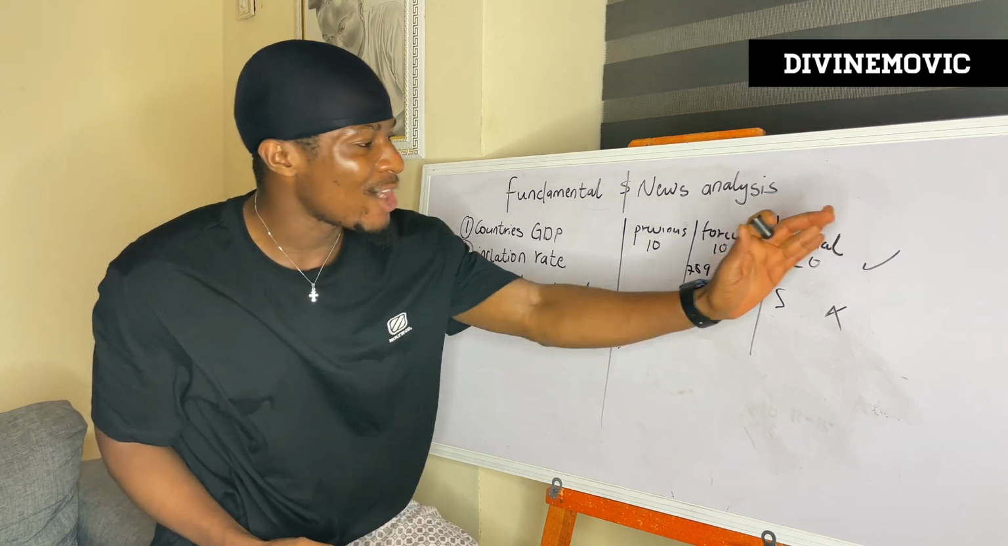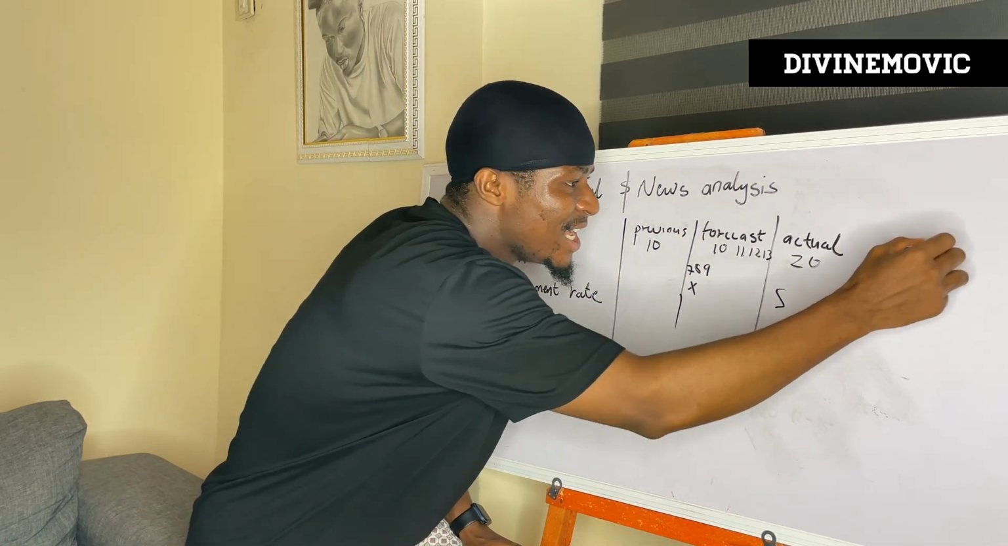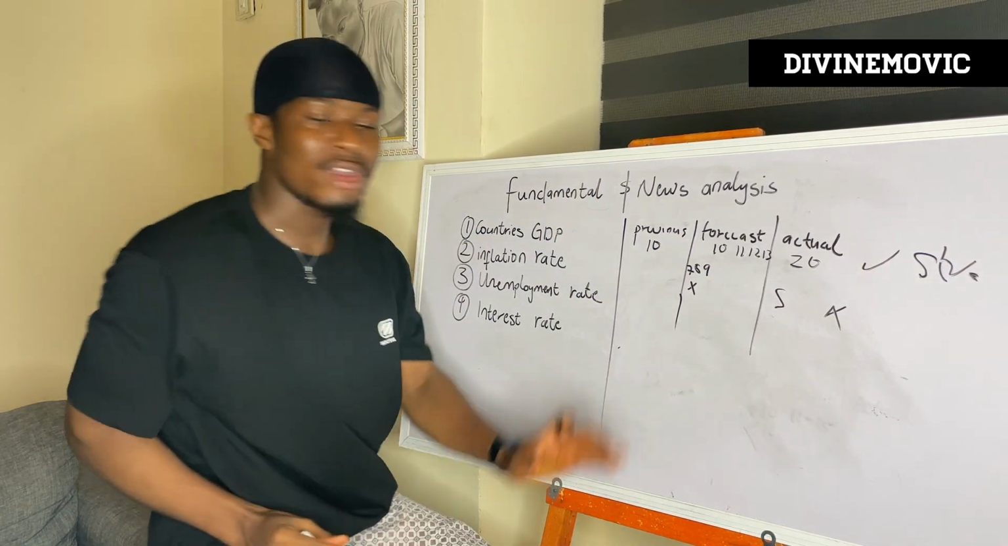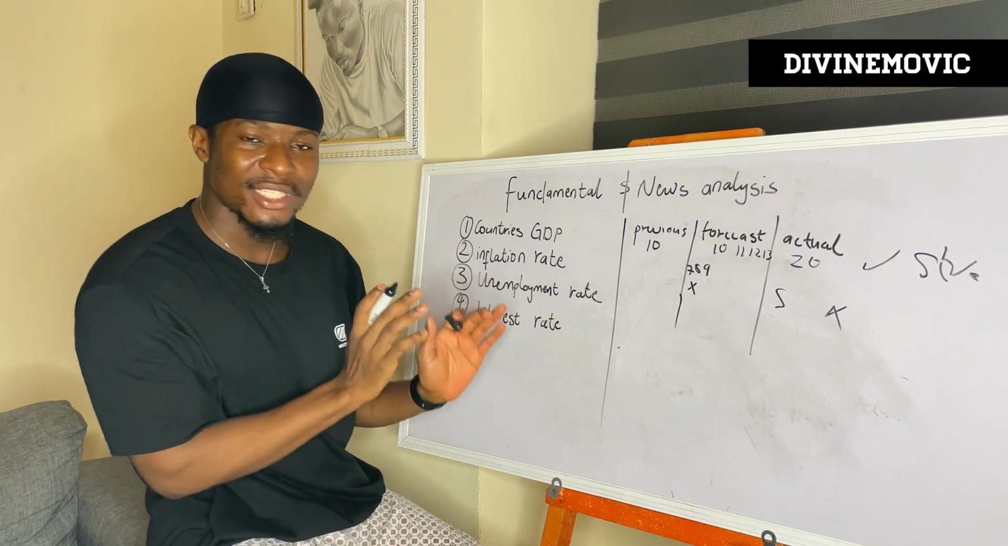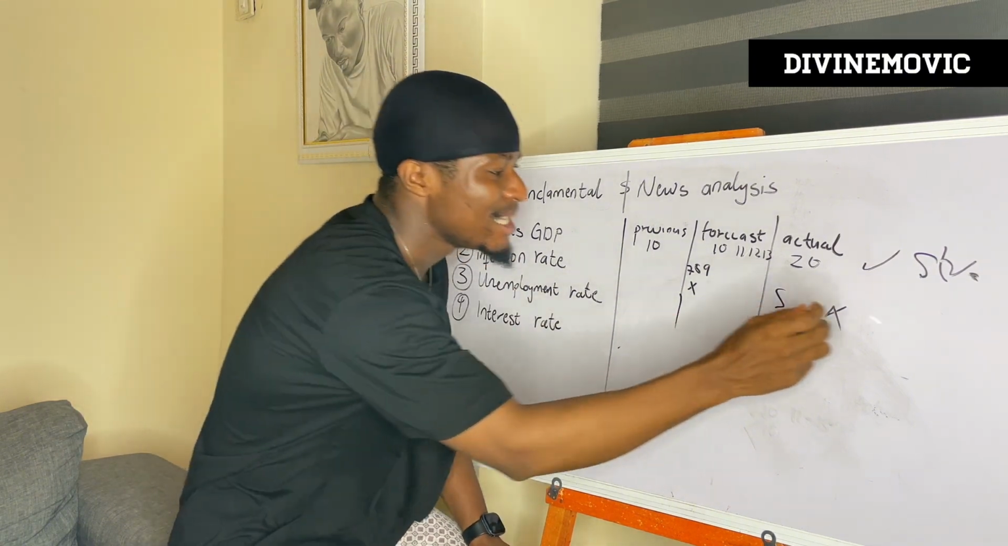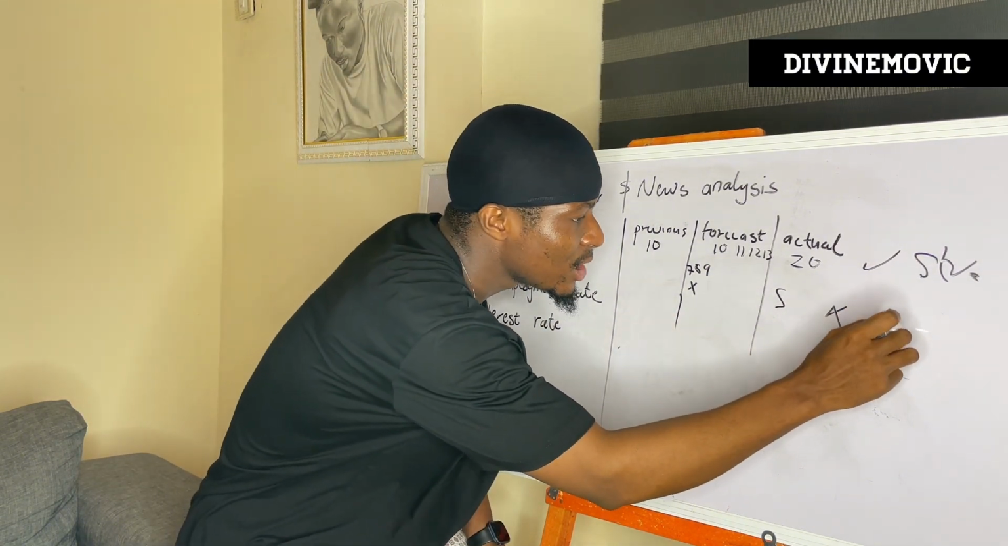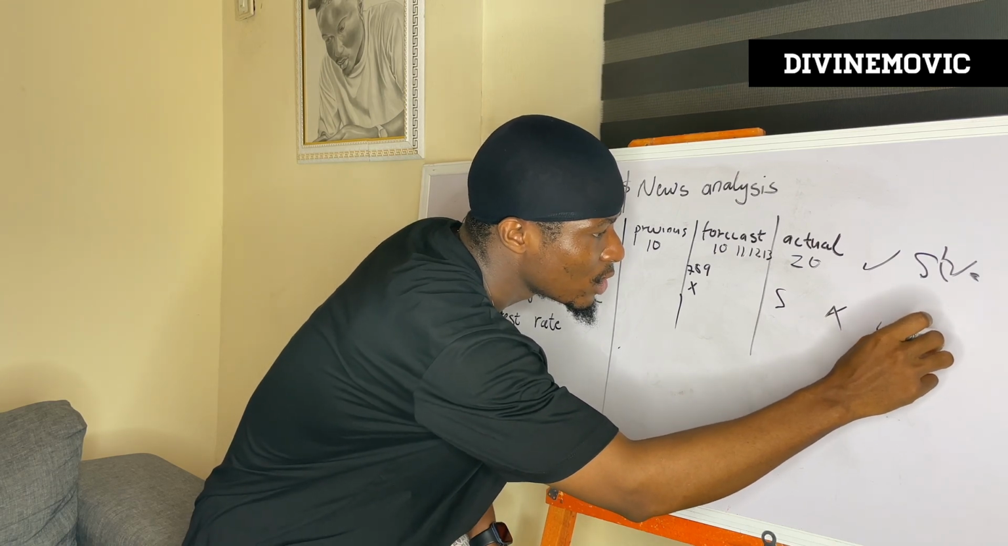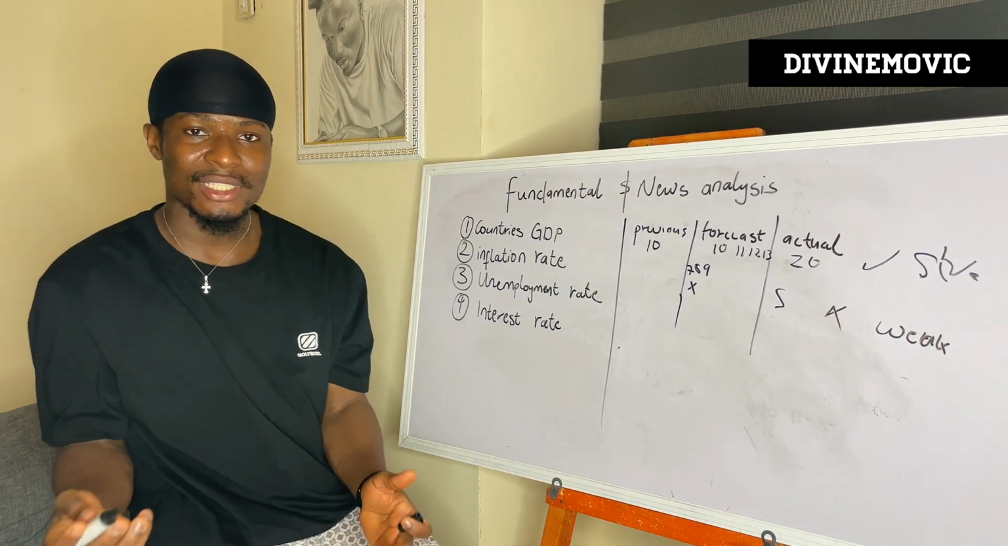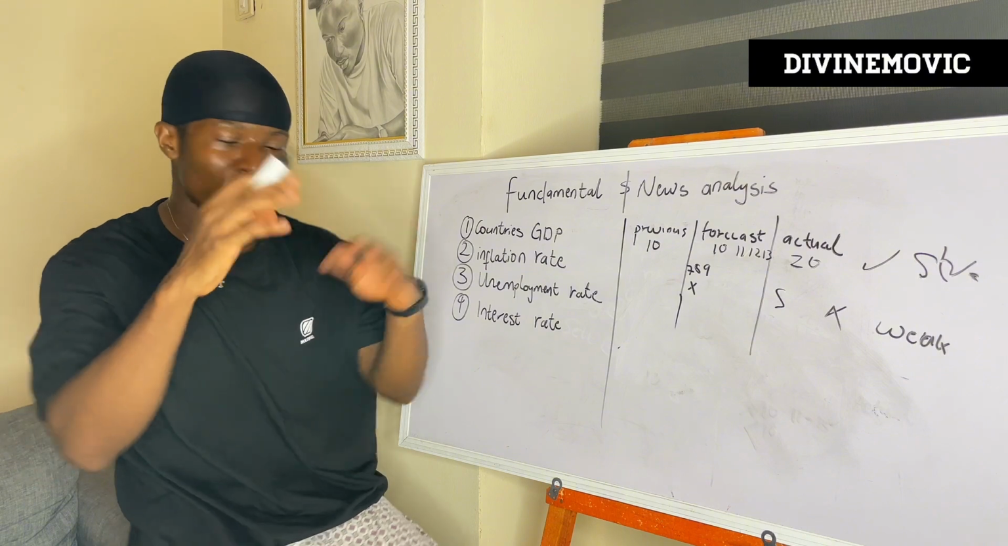Now if it's good for the economy, it shows strength in that currency. But if it's 5, if it's weak for the currency, it simply shows that it is weak for the economy as well, and it's going to affect the currency. I hope you understand. I hope it's clear. Let me just recap it again.